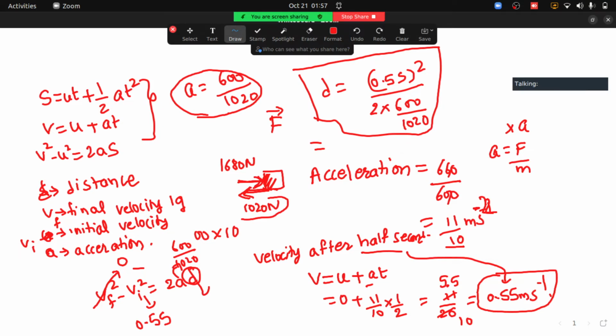Why is it 0.55 squared? Because its velocity is 0.55 meter per second after a half second, because its initial velocity is 0.55 meter per second, which we just showed. Okay. So is this clear regarding the whole problem, so that I can clear the drawings?